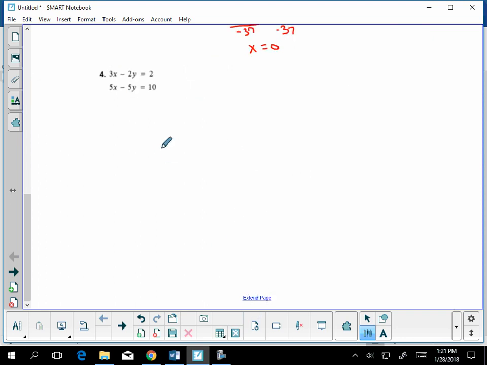All right. Well, what I notice right away is I don't have any opposite coefficients. But I'm thinking elimination because my x's are lined up, my y's are lined up, my numbers are lined up. I might have to multiply 2 times. So I'm going to go ahead and eliminate my y's. I'm going to multiply that first one by 5.